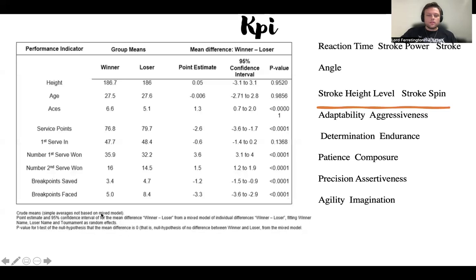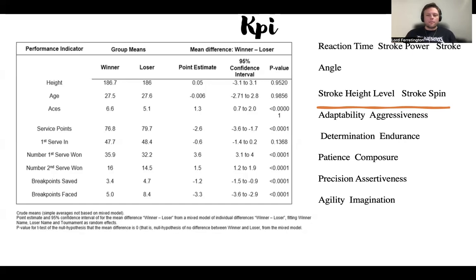Now we'll come into some KPIs. Tennis, while it may not be as physically demanding compared to other sports, has some very intriguing physical demands. You need proper reaction time. You need to have efficient stroke power. You need to be able to stroke the ball easily or at a certain angle, height level, stroke spin, how much spin you've got on the ball.